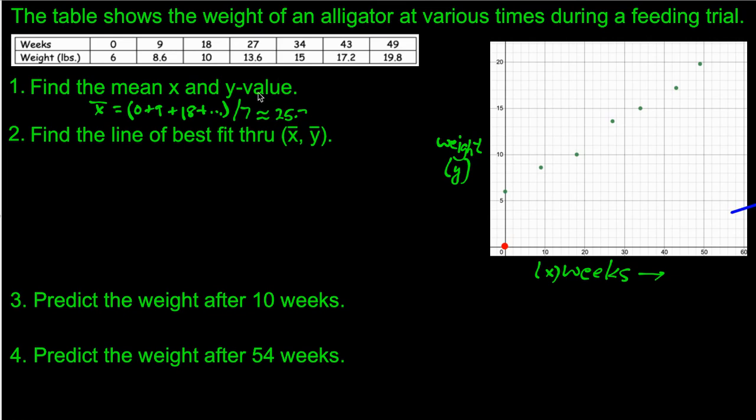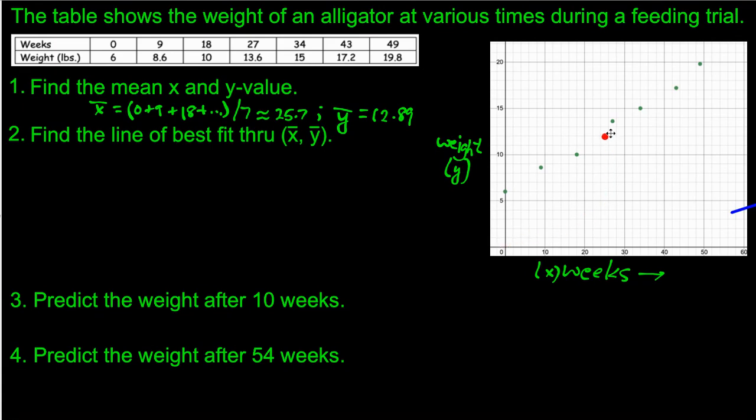And then we would do the same thing with the Y values. So we'd add our Y values up, so 6 plus 8.6 and so on and so on. And we would get a mean value here of about 12.89 pounds.